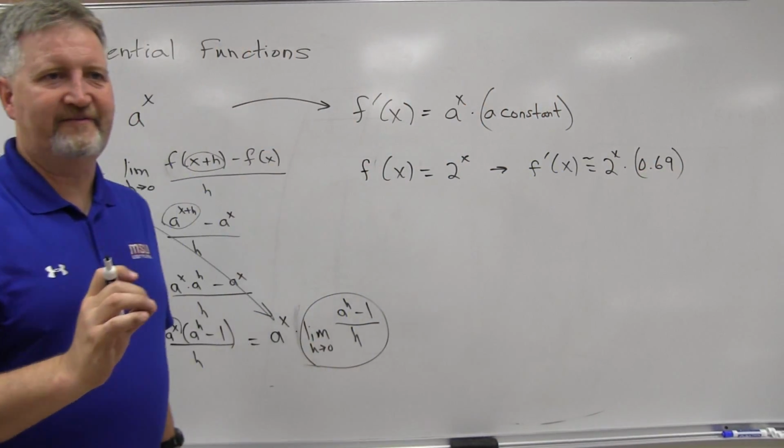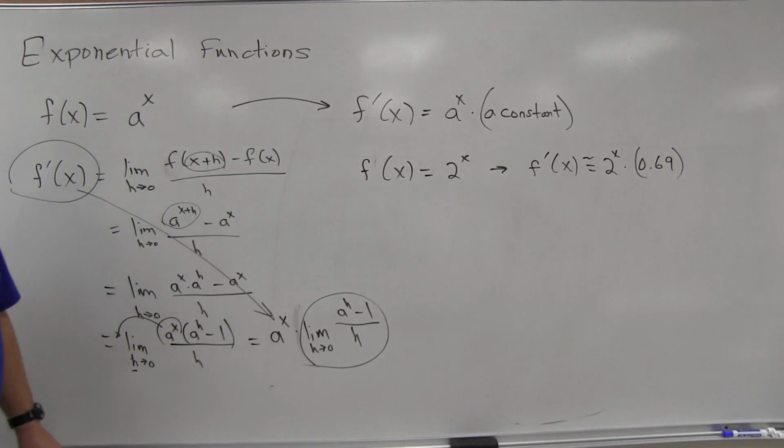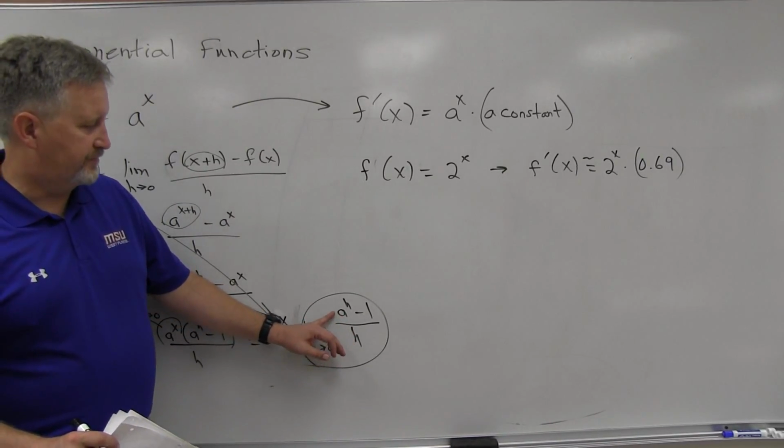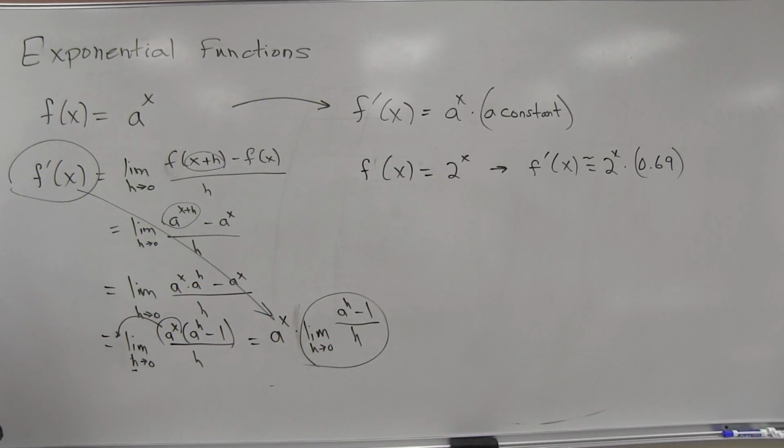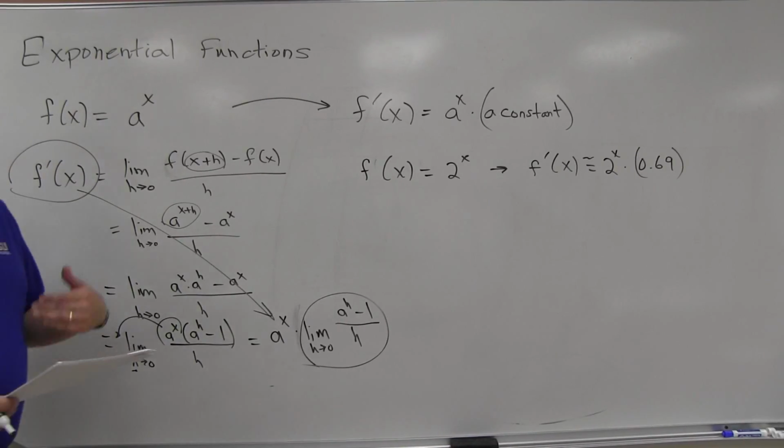There's a more precise value for that. But yeah, if you did a table, put a 2 in there and then do the limit as h approaches 0, you get about 0.69 approximately. For 3, it's about 1.10. But there is good news on that. There is a more specific value for that, and we'll talk about that in just a second.